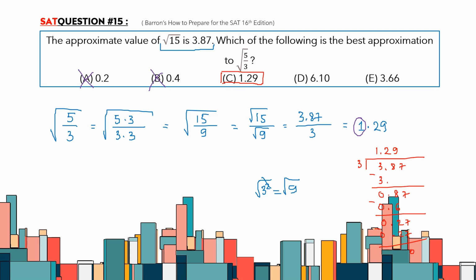And then 3.87 divided by 3 could not be bigger than 3.87. 3.66 is impossible. So the only answer that should be right is C.